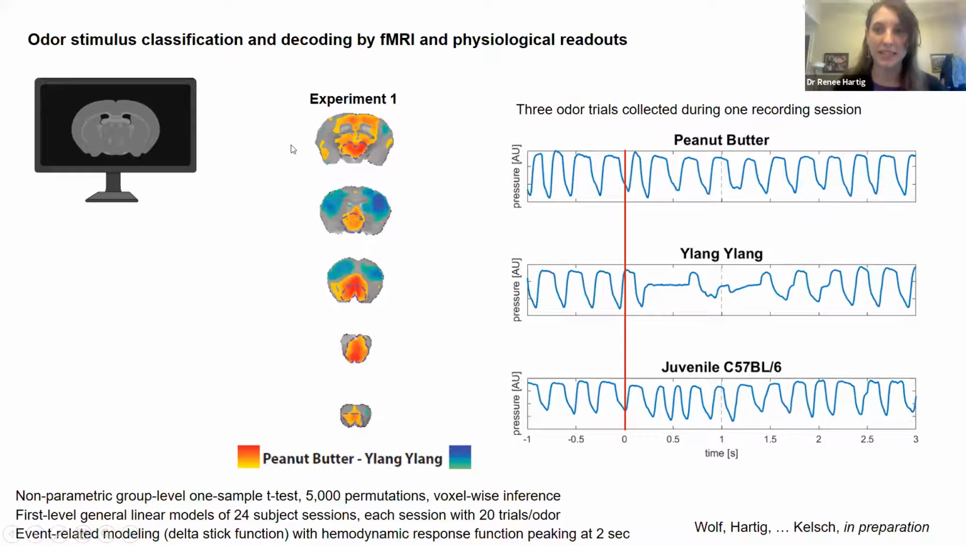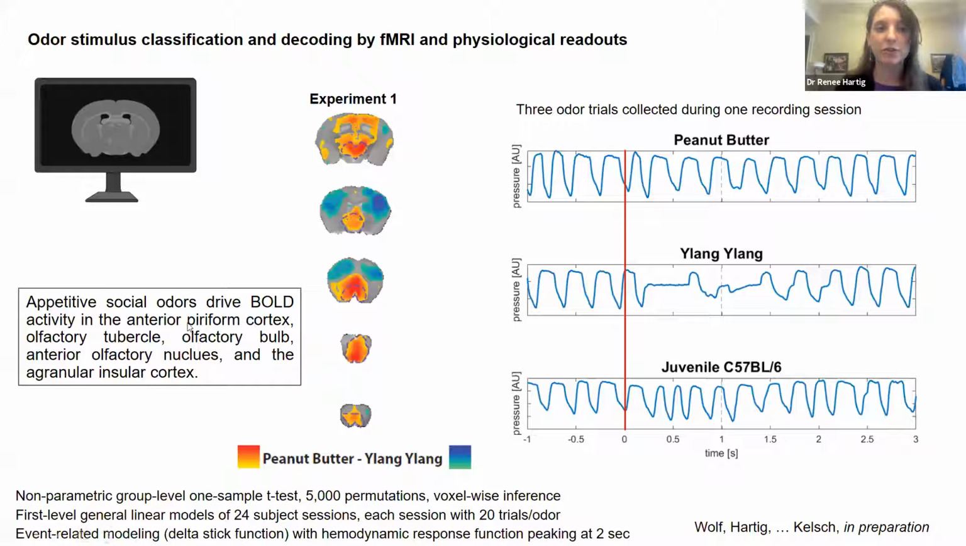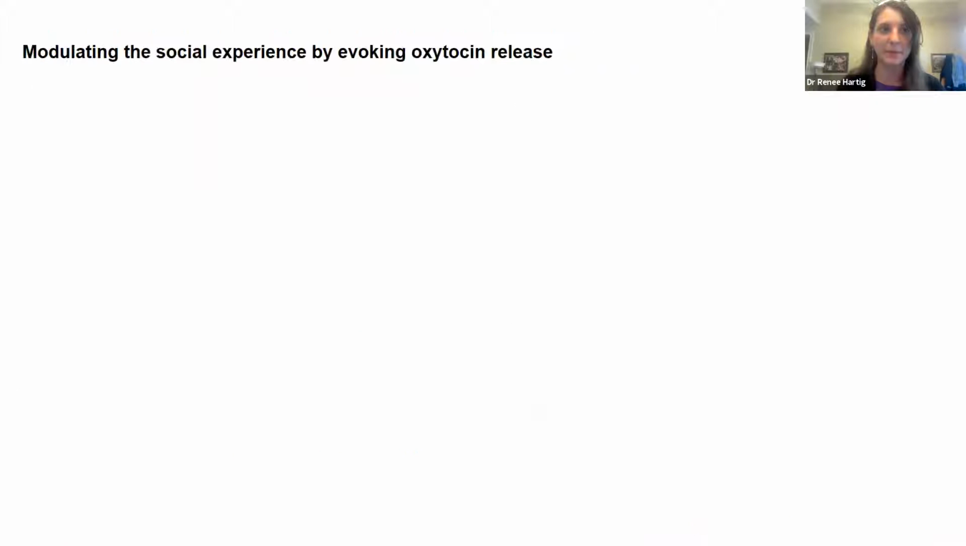So looking at the BOLD activity, or that by fMRI, and doing a contrast, taking that activity correlated with peanut butter and that correlated with the floral yang odor, what we could see is that appetitive social odors drive the BOLD fMRI activity in the areas that include the anterior piriform cortex, which I'm highlighting with my mouse, the olfactory tubercle, which is situated ventral. And if you go anterior, you have what's called the anterior olfactory nucleus and the olfactory bulb. So you can see this distinction when you start to do the classifications by different odor types.